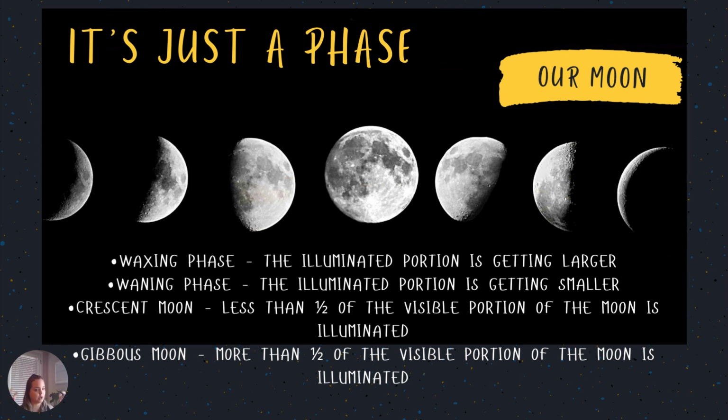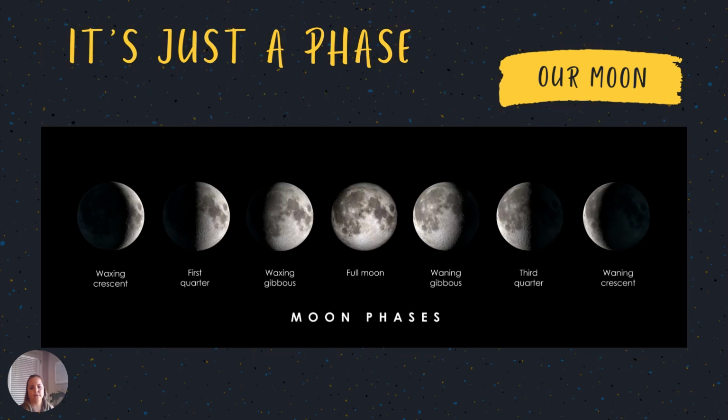We don't see the dark side of the moon, right? So when we see less than half, we're looking at a crescent moon. If we see more than half of that portion, we see a gibbous moon. Okay, so if we look at the phases here, we start with a full moon, right? And then we go through the different phases, okay?